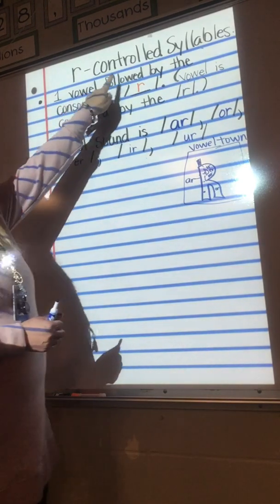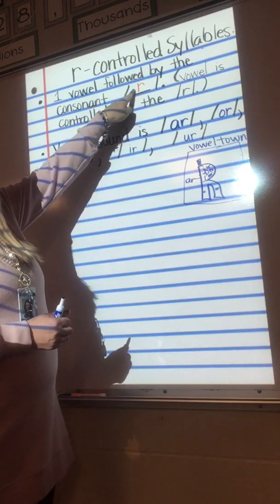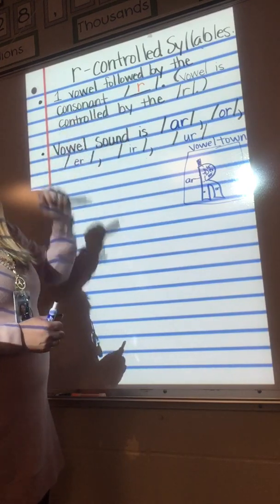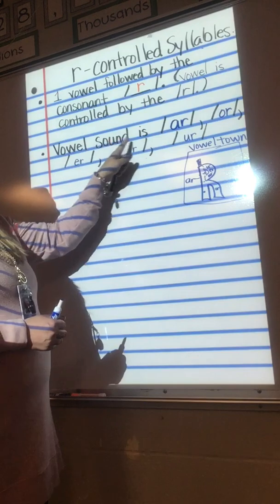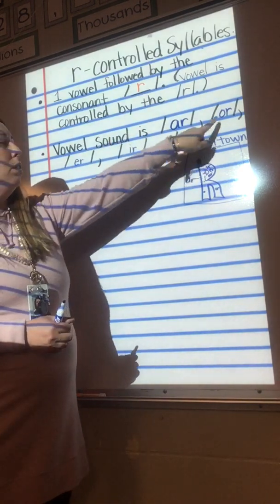So we've got two ways to identify it. It's one vowel followed by a consonant R, and that R controls the vowel. The vowel sound is R, or.